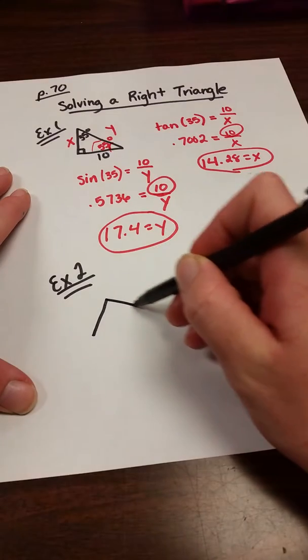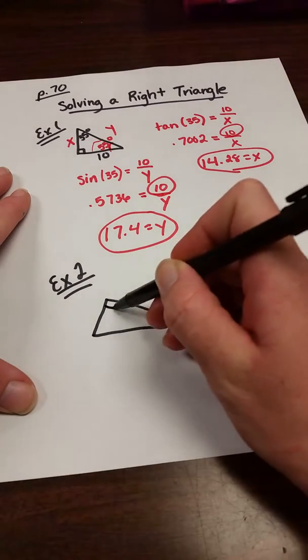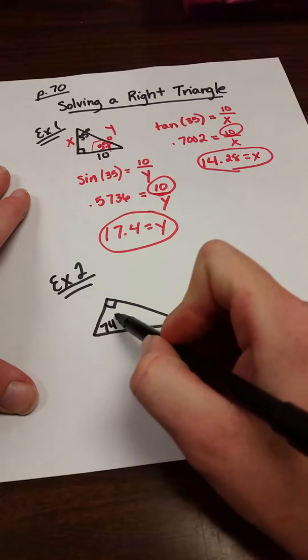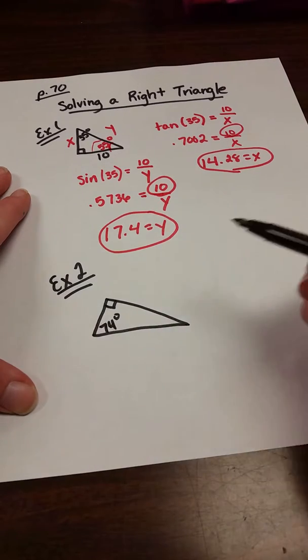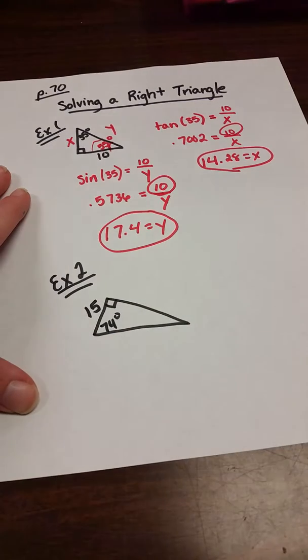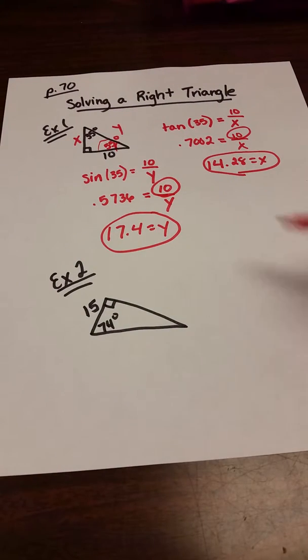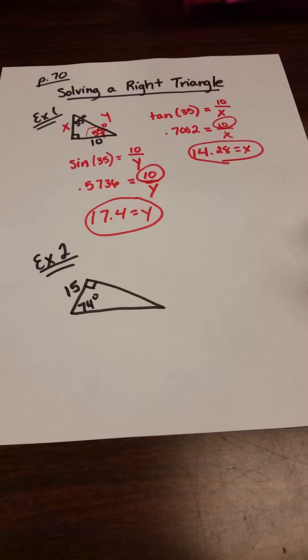All right, let's make this angle down here at the bottom be 74 degrees. Let this side be 15. Okay, and your instructions are to solve this right triangle. So you're trying to find everything that you don't know. So go ahead and hit pause and try this by yourself.